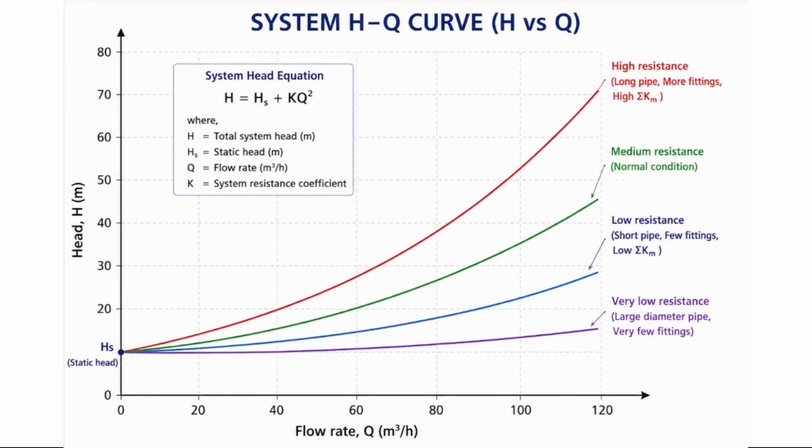So, moving from the blue curve to the green curve and then to the red curve, we can see that the slope of the system curve becomes steeper. In simple terms, a flatter curve indicates lower system resistance, while a steeper curve indicates higher system resistance. This graph clearly shows that as system resistance increases, the HQ curve becomes steeper, and as system resistance decreases, the HQ curve becomes flatter.